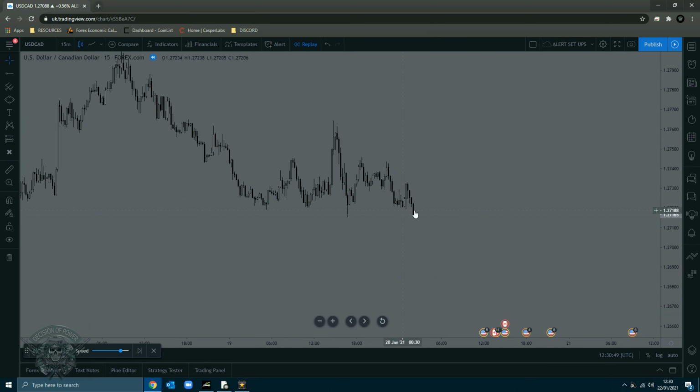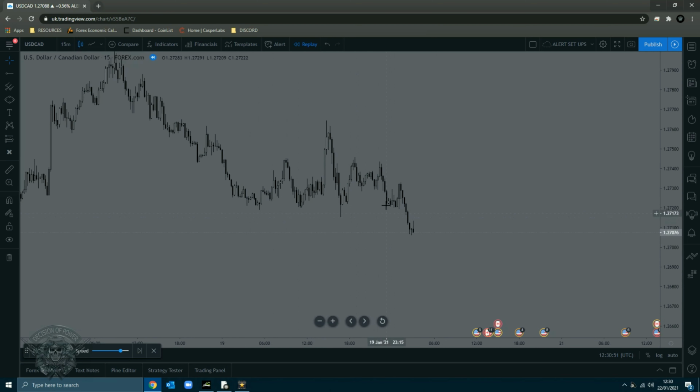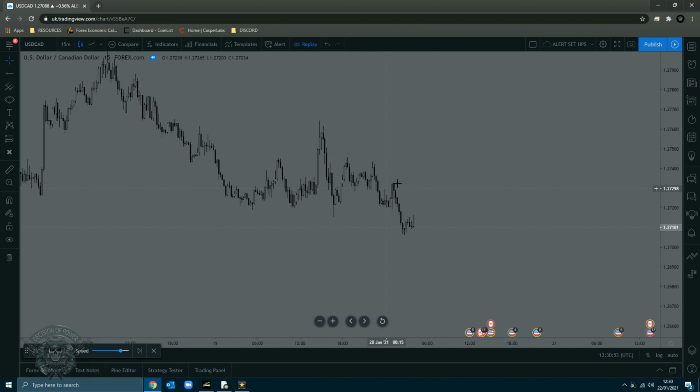So as you can see here, we've got equal lows all the way along there. Anyone who bought that, their stop losses below are now going to be taken out.